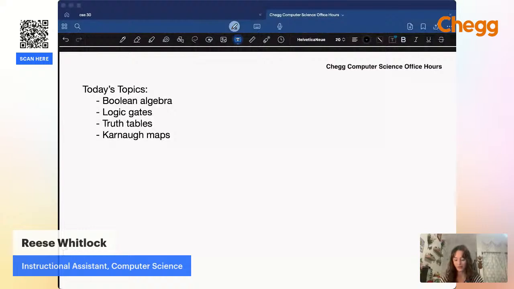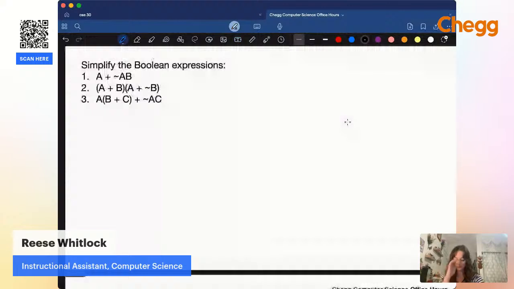And here are the topics that I'll be going through today. I'll be going through some Boolean algebra, logic gates, truth tables, and Karnaugh maps. And if you have any questions about anything else, I can switch gears and we can introduce different topics. Or if you want me to cover more practice problems of one topic, just make sure to drop that in the chat and I'll do that as well. So I'm going to get started just as people roll in. And again, if you have any questions, just make sure to drop those in the chat.